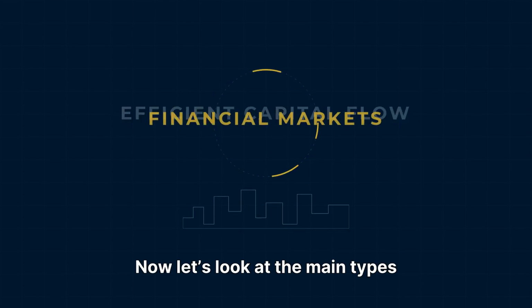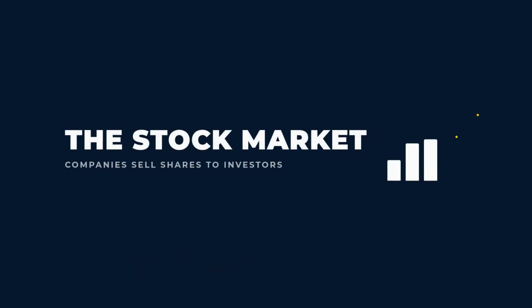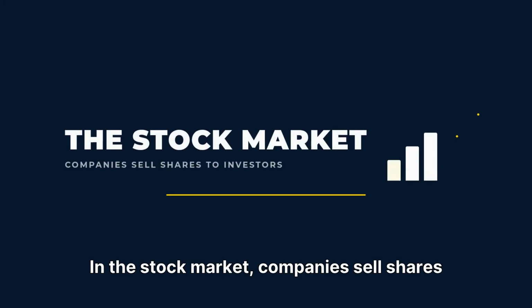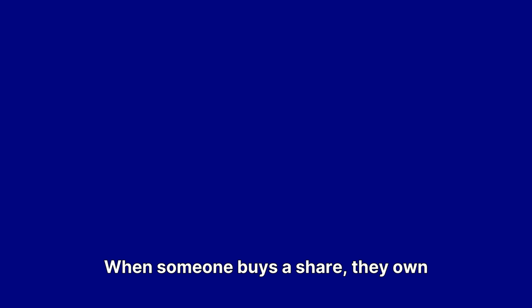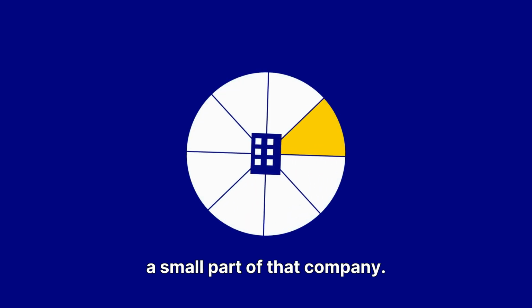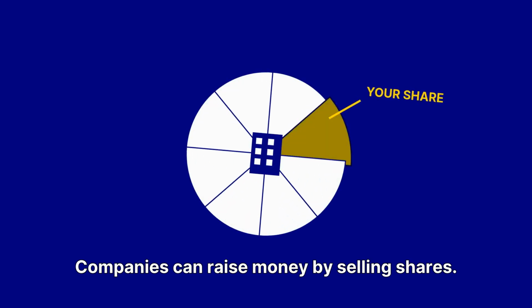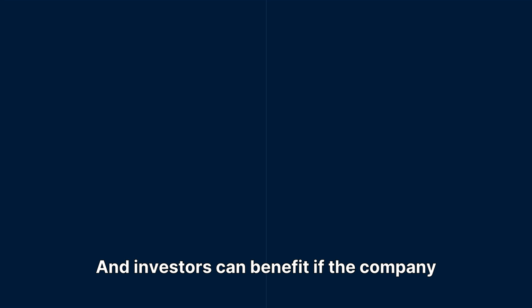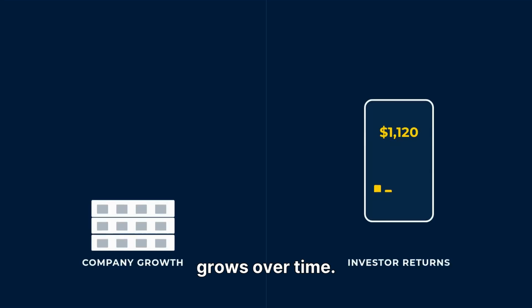Now let's look at the main types of financial markets. One of the most well-known is the stock market. In the stock market, companies sell shares of ownership to investors. When someone buys a share, they own a small part of that company. Companies can raise money by selling shares, and investors can benefit if the company grows over time.